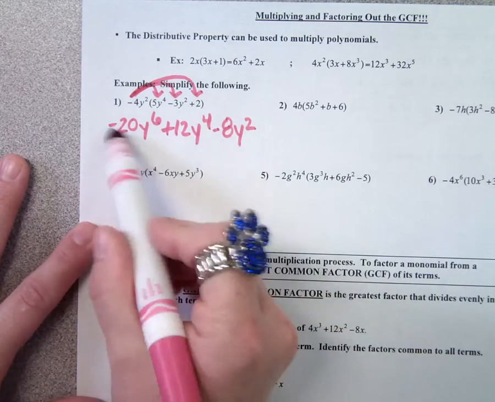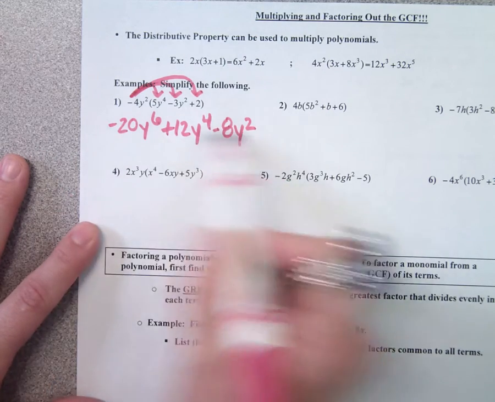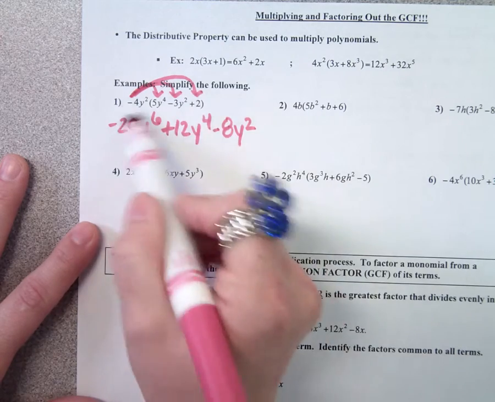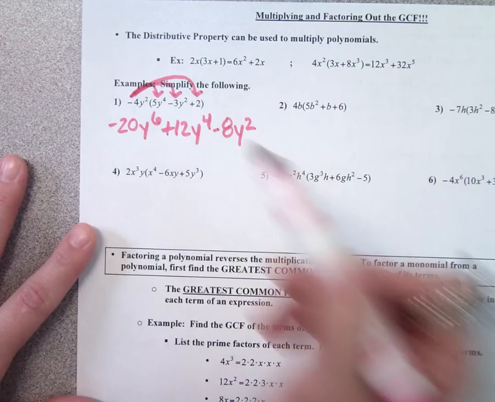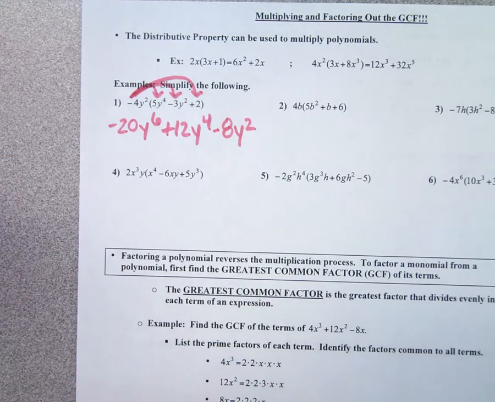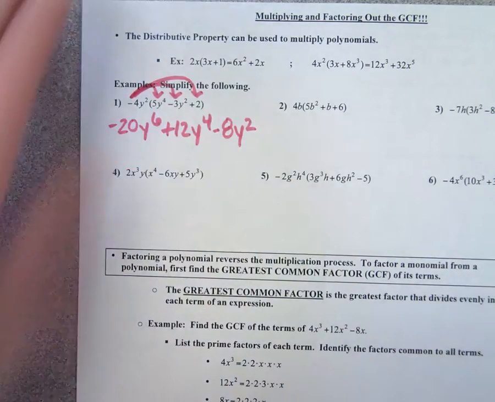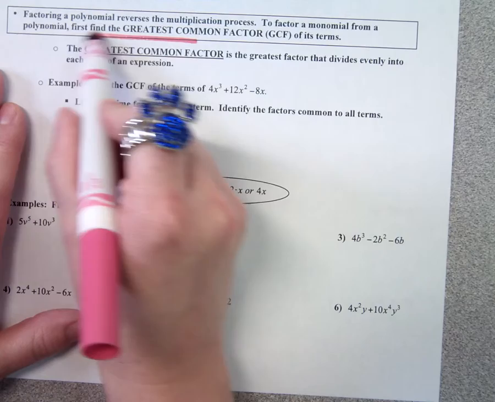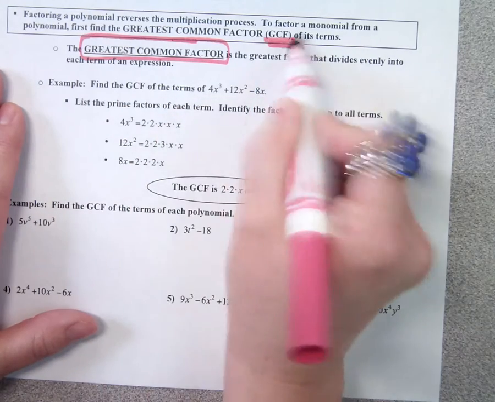Okay, so factoring is going backwards. Factoring is taking a problem that looks like this, already multiplied out, and factoring it, giving me something like this. So factoring typically has parentheses in an answer. It's something times something that gives you what you started with. So this down here is the first rule of factoring: always look for the greatest common factor, the GCF.